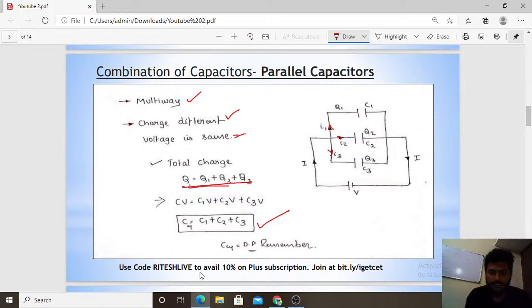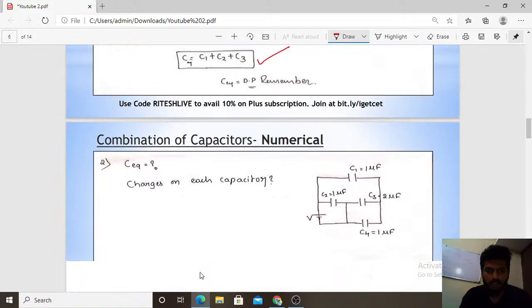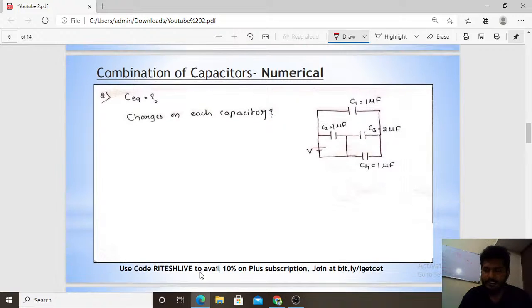We already solved one problem in the recent class in the YouTube session, from the combination of capacitors, and we will solve one more today: the C equivalent for this problem, and even the charges on each capacitor. So how can you solve this?